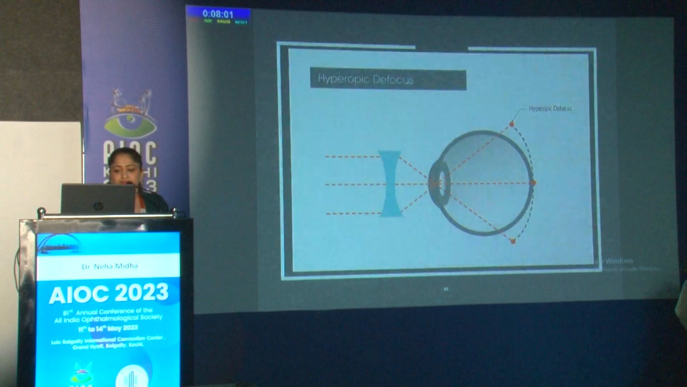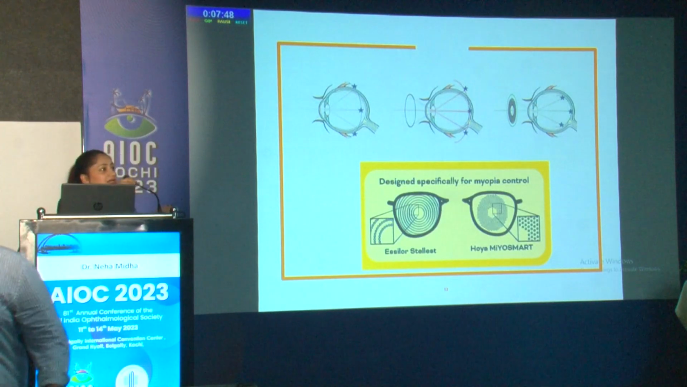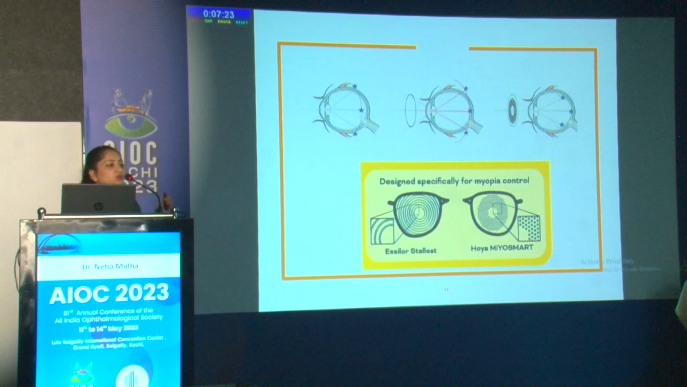So what does that do? When you use these special glasses, which are made of special lenslets, instead of conventional glasses, where in an uncorrected myopia all this image is in front of the fovea, and when you correct them with normal glasses, the peripheral image still remains outside. Whereas when you correct this with these myopia control glasses, even the peripheral image is now being formed at the retina, thus decreasing the hyperopic defocus.